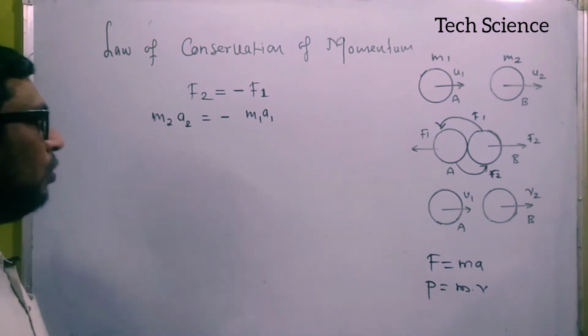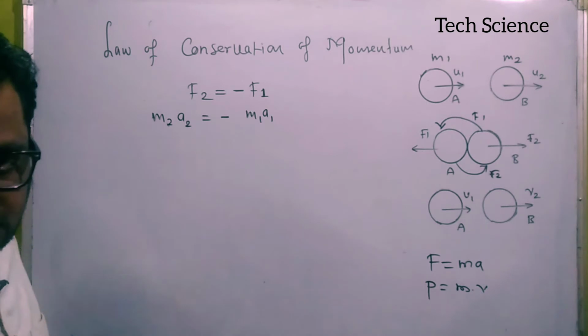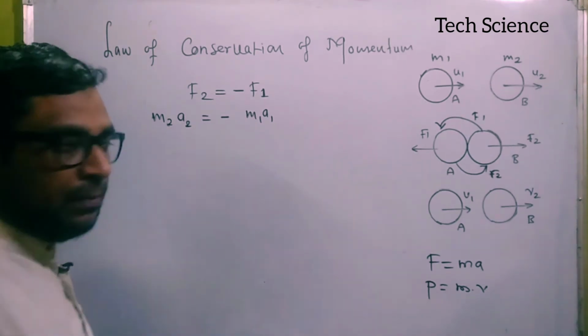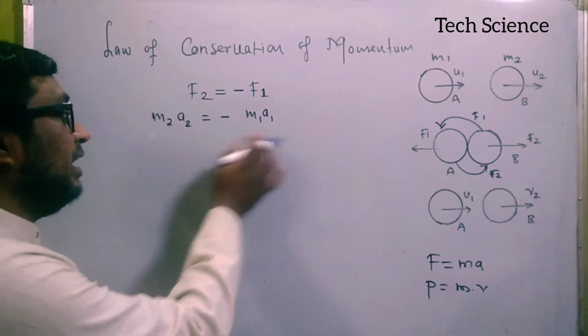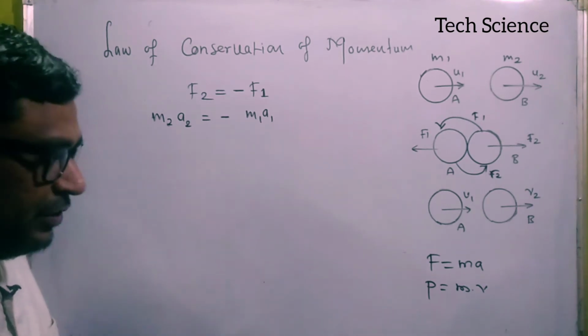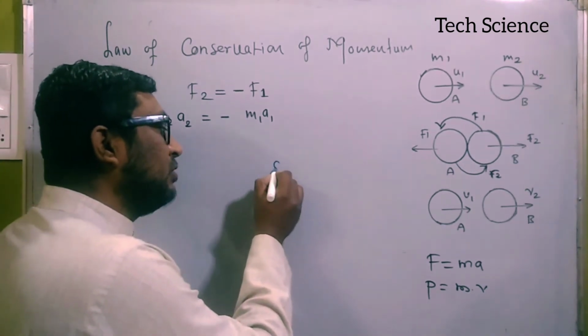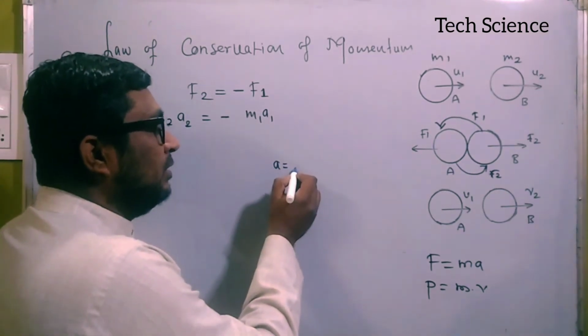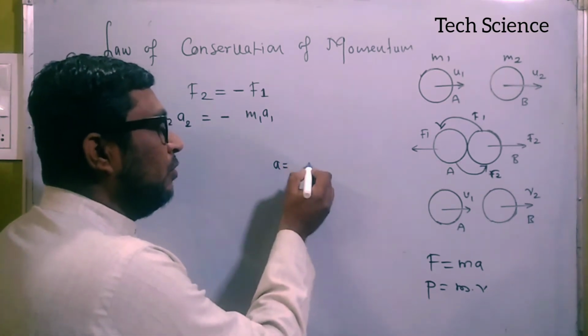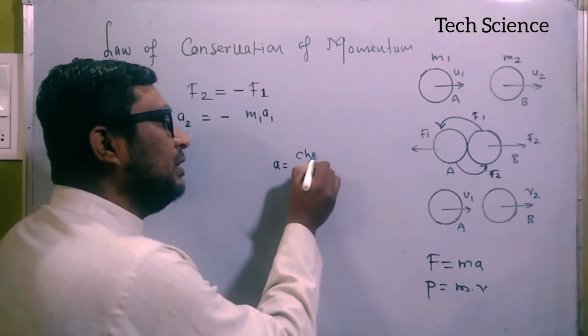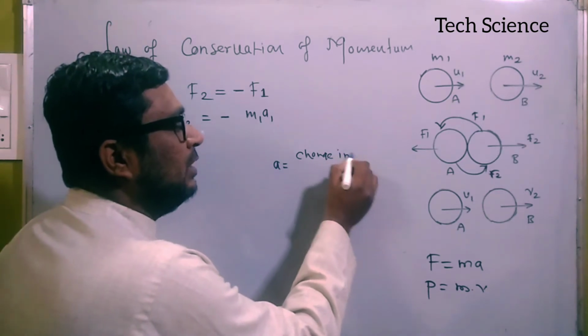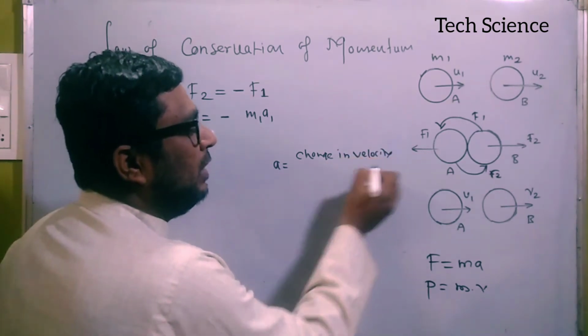Very easy. Now what is this m? M is nothing but the mass. What are m1 and m2? These are the masses. And what are a1 and a2? These are called acceleration. We derived the formula in the first chapter. Acceleration is nothing but the rate of change of velocity with respect to time: change in velocity divided by time.